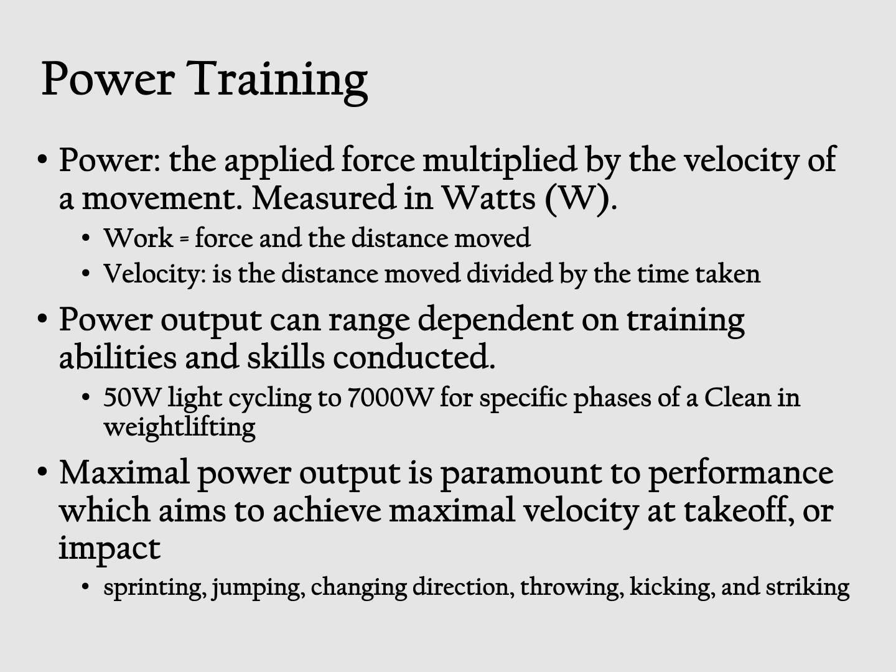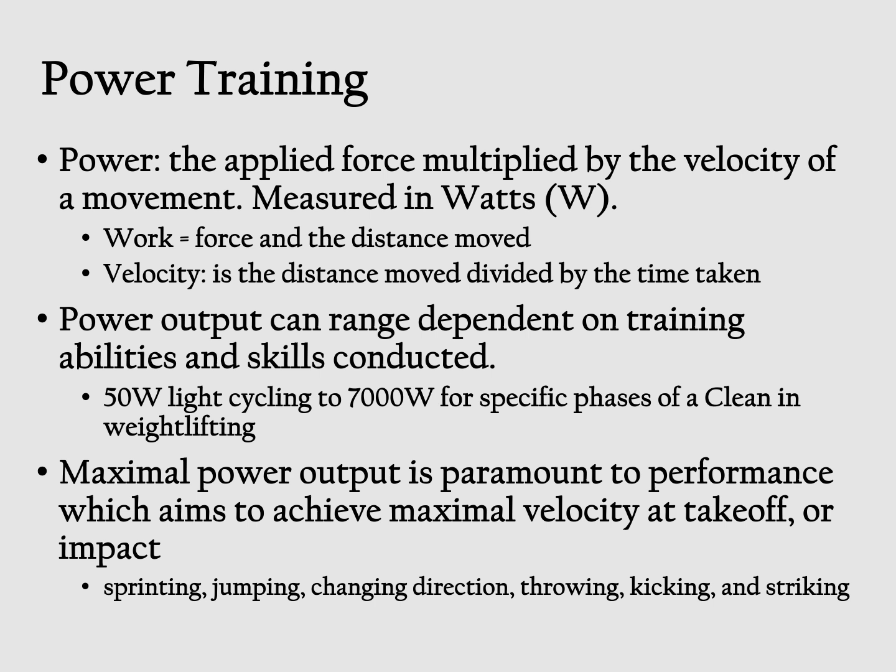Power output for an athlete can range dependent on the training abilities and skills that are actually being conducted. For instance, power output for an athlete can range from 50 watts that's produced for a light cycle or a jog to around 7,000 watts produced during the second phase of a pull for a clean in weightlifting or Olympic lifting, as we'll talk about later.